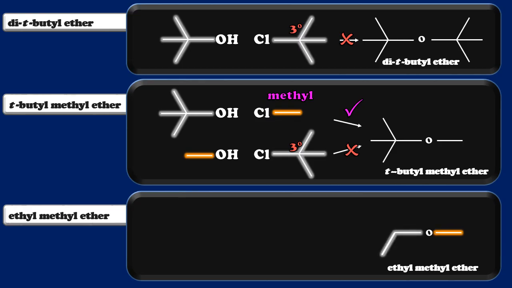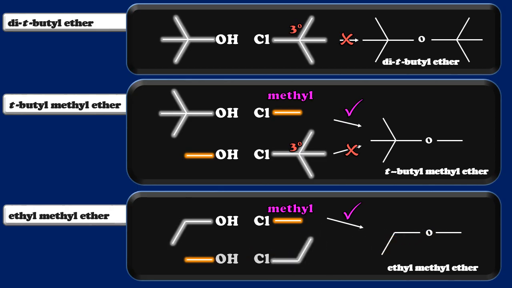In situations like ethyl methyl ether, we actually could use either one because in this case we have either ethanol and methyl chloride, which would be a methyl substrate, or we could use methanol and ethyl chloride, which involves a primary substrate. So there are going to be situations in a Williamson ether synthesis in which we could consider creating the product that we want two different ways.